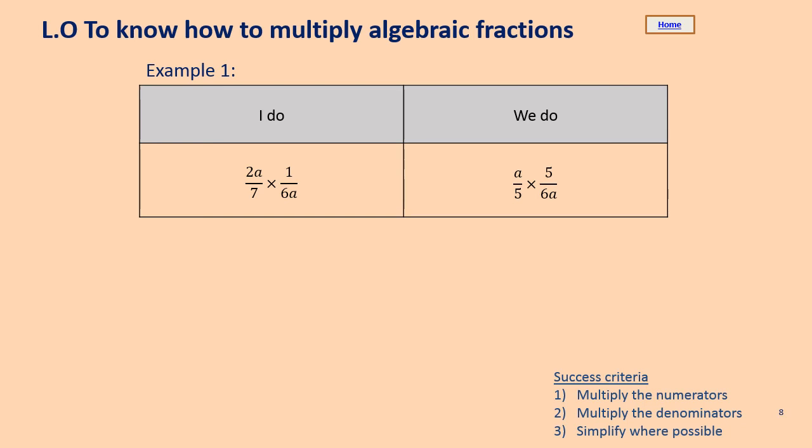Okay, so moving on to some different examples. These are going to be slightly harder this time. We've got example 1 here, which says 2a over 7 times 1 over 6a. Again, multiply the numerators, multiply the denominators, and then simplify where possible. So 2a times 1 is going to give 2a. 7 times 6a is going to give 42a. So have a think about what we've got at the moment, and think what's different to previous examples we've seen.